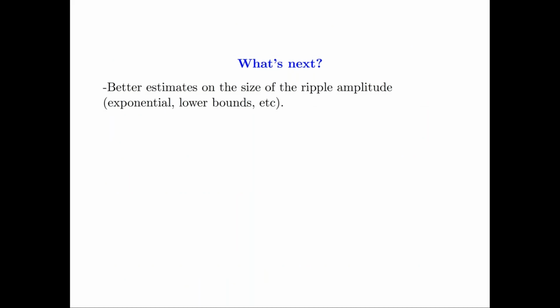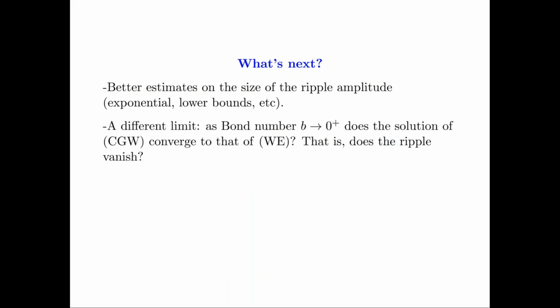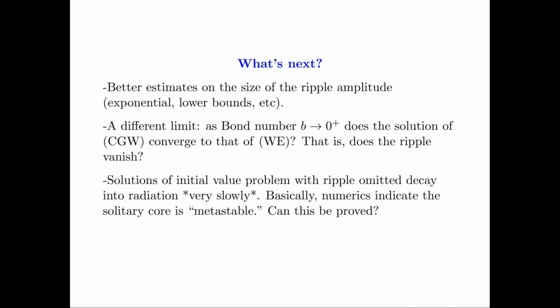Okay. So one thing we'd like to do is get better estimates on everything. A really hard question to answer is what happens as the bond number goes to 0. Here I fixed the bond number and basically took the amplitude to 0. What you could do instead is send the bond number to 0 and see if your solution, these nanopterons that we can construct here, converge to the solitary wave for just the Whitham equation. So does the ripple vanish in that limit? One expects that it does, but you'd have to prove it.